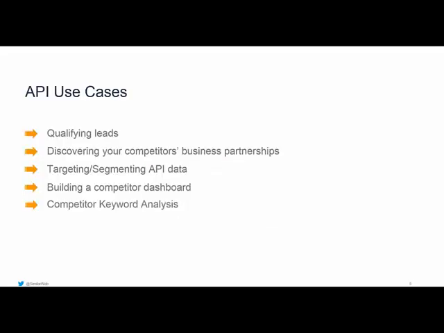We're going to be looking at 5 different use cases on how to use the API, starting with simpler use cases and building up to the more complex ones. To start with, we're going to look at how to qualify leads using the API. We'll then look at how to discover your competitors' business partnerships, targeting and segmenting API data, building a competitor dashboard, and competitor keyword analysis. The last 2 are a bit more complex, but we're going to build up to it.